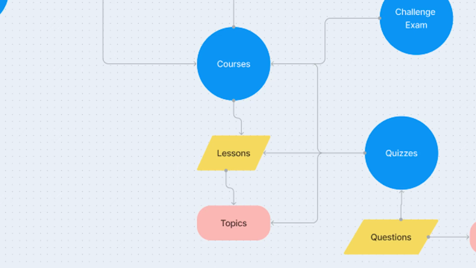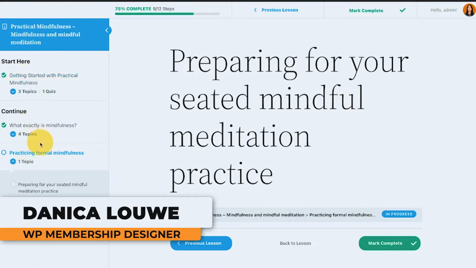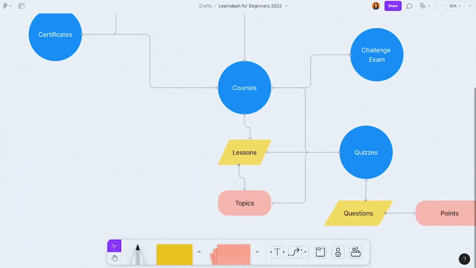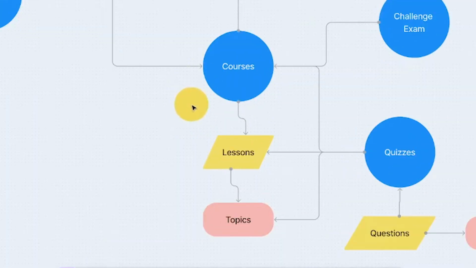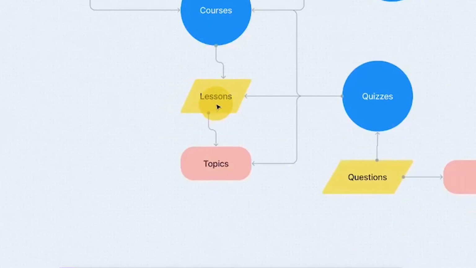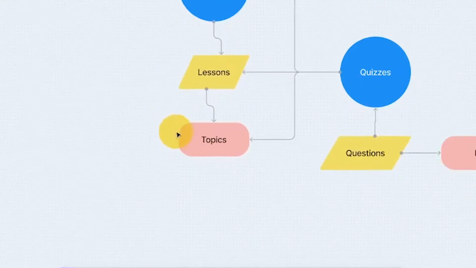Topics is a sub-content of a lesson. Hi there, Danica here, and in this video, we are going to check out the LearnDash Topics for Beginners series that we are currently in. In the previous video, I shared this simple diagram where LearnDash has courses, lessons belong to a course, and topics belong to a lesson. You can't create a topic as an individual one. It needs to have a lesson for it to work.